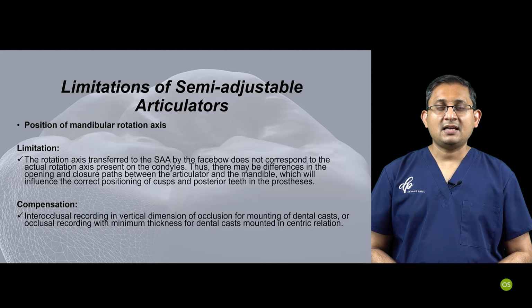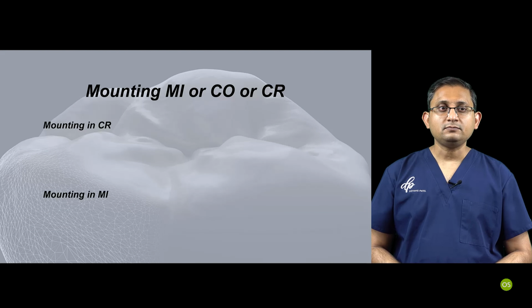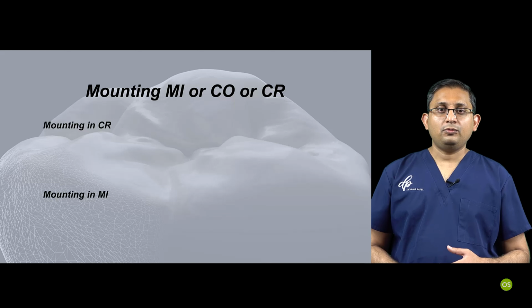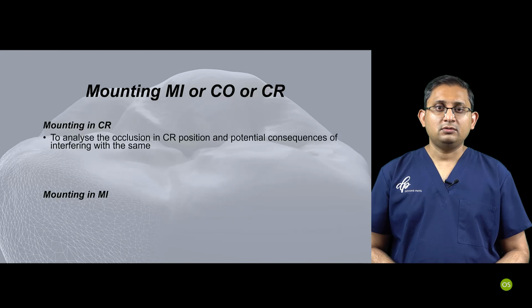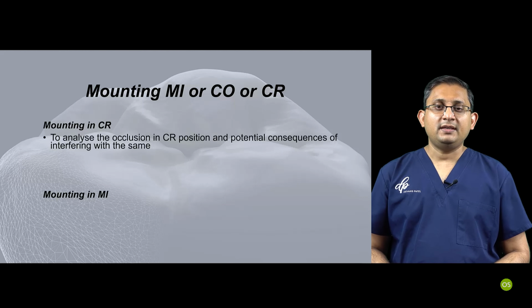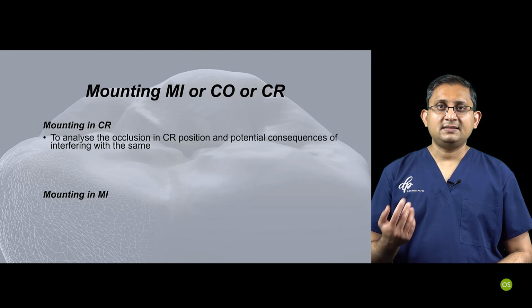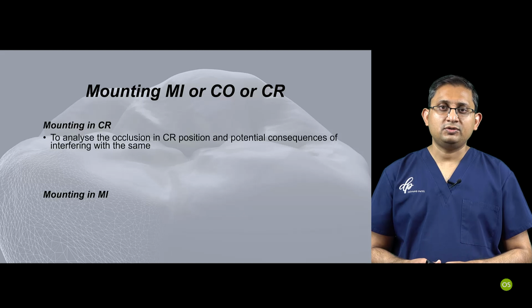So let's discuss now what is the difference when you're mounting a model in MI, CO or CR. When you're mounting a model in CR, you're mounting it to analyze the occlusion in the CR position, and the potential consequences of interferences in CR when you try and close the articulator.